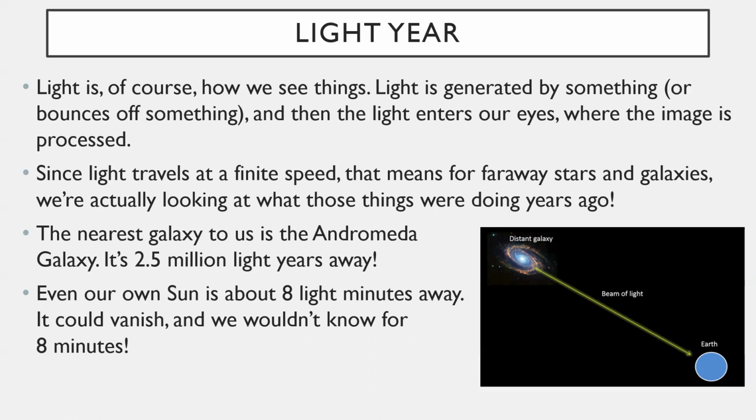Now, even our own sun, like I said, oh, there it is. Yeah, I was right with that number, 8 light minutes away, roughly. So I don't know what would cause this to happen, but theoretically, the sun could just vanish and we wouldn't know for 8 minutes, because it would still look like it was there, like nothing happened, and we would see it vanish 8 minutes later.